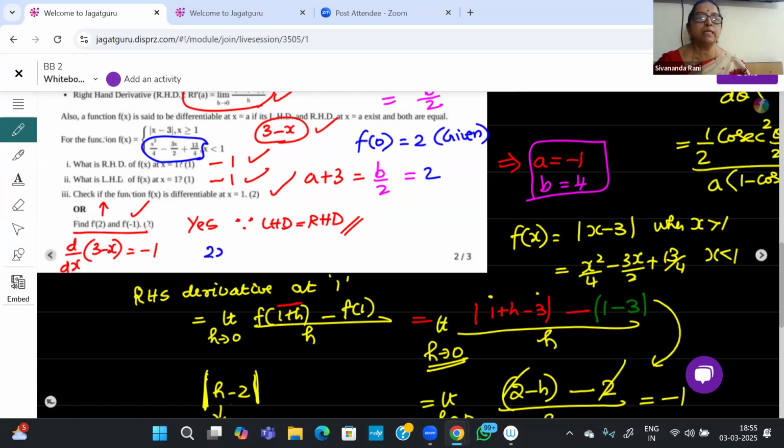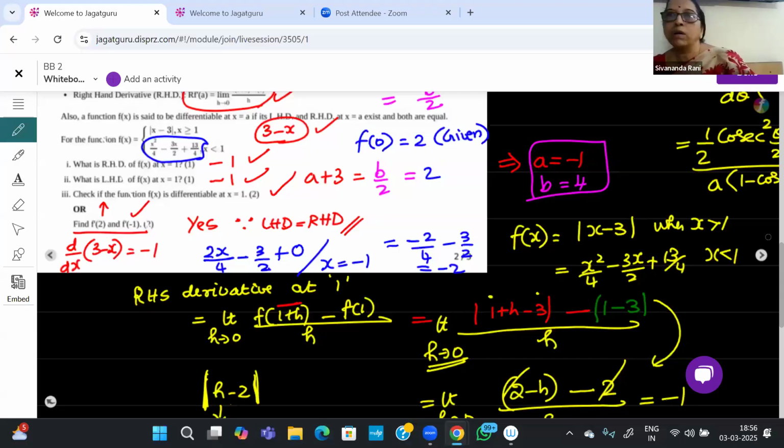This algebraic function gets differentiated as 2x by 4, it's minus 3 by 2 plus 0. Correct? At what point do I want? I want the derivative at -1. Correct? Substitute x is -1. So I get -2 by 4 minus 3 by 2. Yeah, perfect, Aparna. Very good. Minus half minus 3 by 2, which is -2. Understood, all of you? Because here you don't have to do by limit method. So you can just find out the derivative by algebraically differentiating it, not using the limit method.